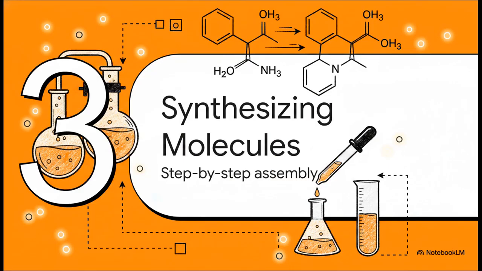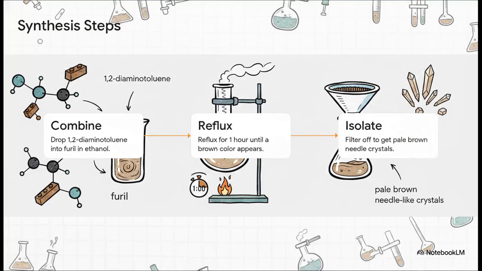Section 3, synthesizing the molecule. Think of this process just like molecular Lego. We start by snapping together two very specific building blocks. We take a compound called 1,2-diaminotoluene and drop it into a heated refluxing solution of Furil in an ethanol bath. We let that simmer for about an hour until a distinct brown color appears. And finally, the researchers filter and isolate the product, which actually takes the form of pale brown needle-like crystals.